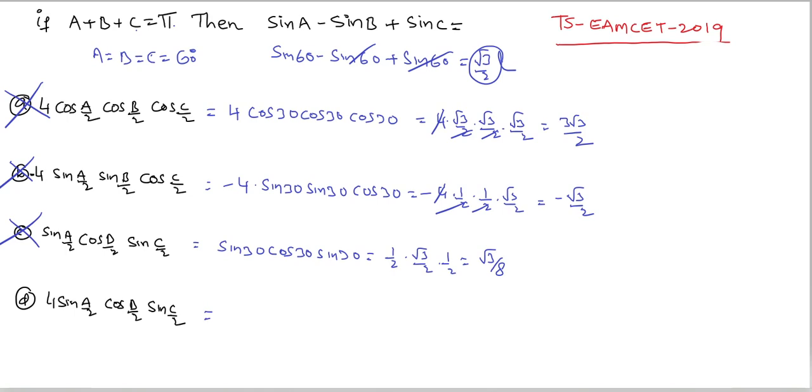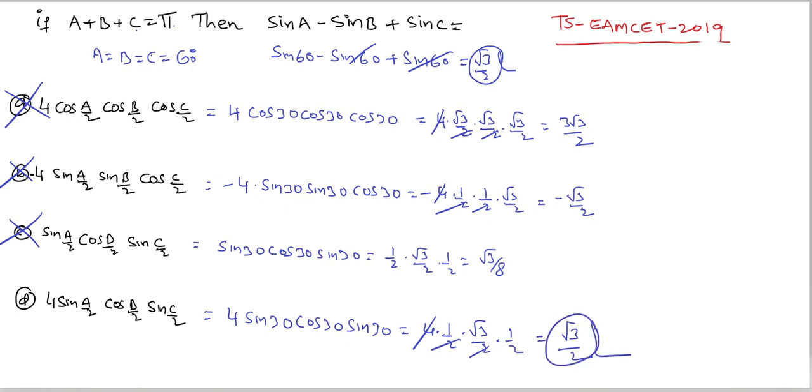So fourth option, that is 4 sin 30, cos 30, sin 30. That is equal to 4 into sin 30, 1 by 2, cos 30, root 3 by 2, sin 30, 1 by 2. 2 into 2, this 2 cancel. That is equal to root 3 by 2. So fourth option is correct answer.